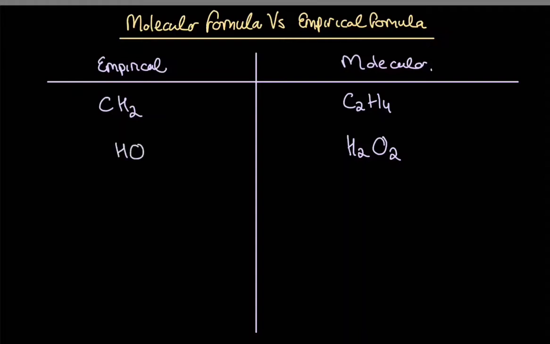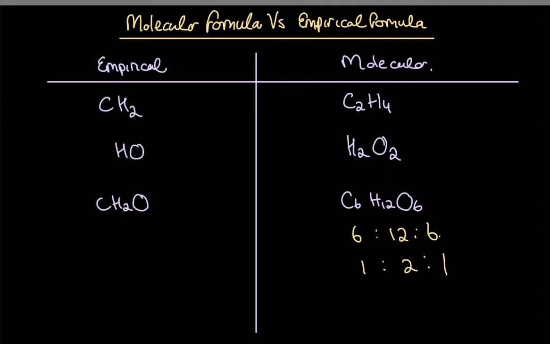Okay, let's give another one. So we're going to go with CH2O, and the molecular formula, let's say for example, is C6H12O6. Breaking that down, 6, 12, 6. 6 can go into all of those numbers and it becomes 1, 2, 1, which is what we have right there.